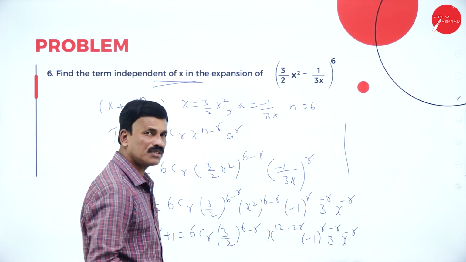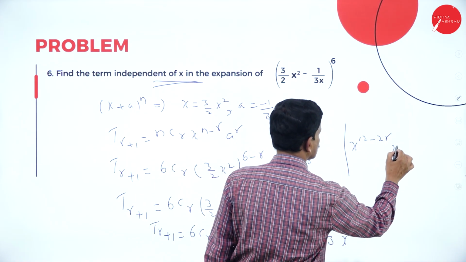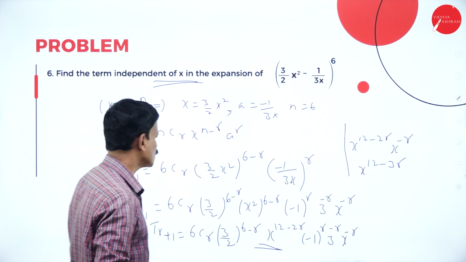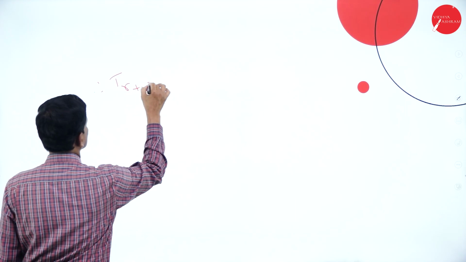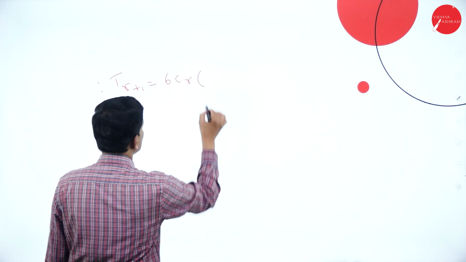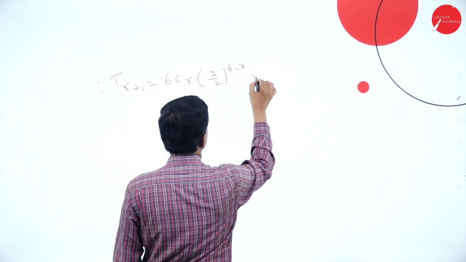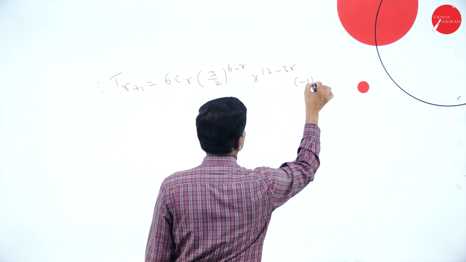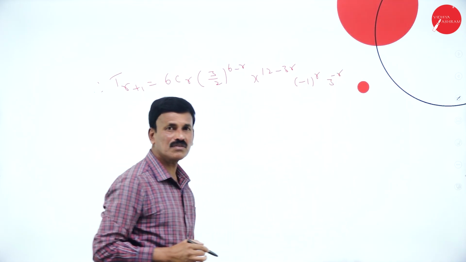Now just equate the terms containing x: x to the power of 12 minus 2r into x to the power of minus r is x to the power of 12 minus 3r. Right. Now let me go to the next page. Therefore T(r+1) is equal to 6Cr (3/2) to the power of 6 minus r into x to the power of 12 minus 3r into (minus 1) to the power of r into 3 to the power of minus r. Now what is required to find?